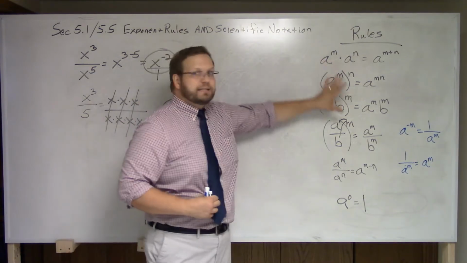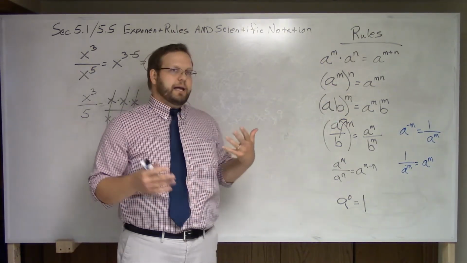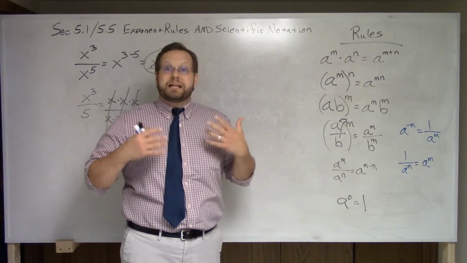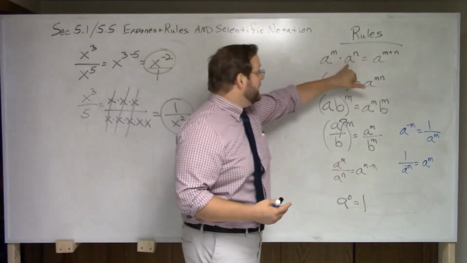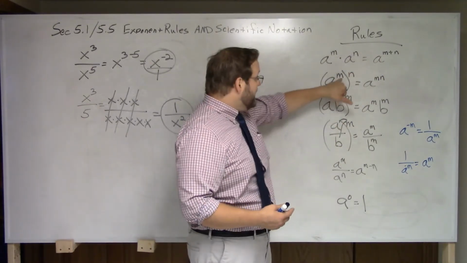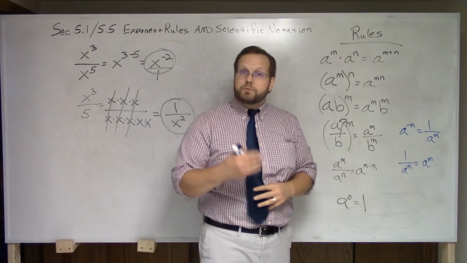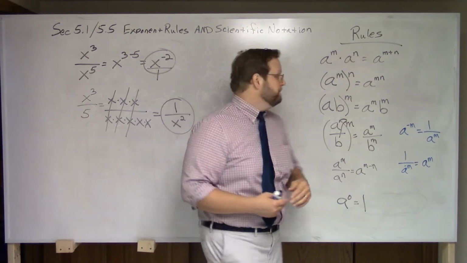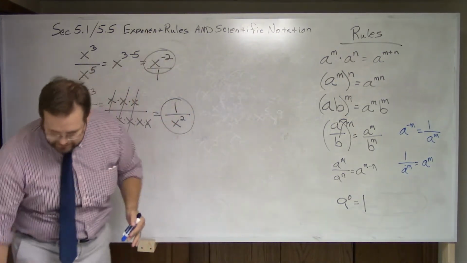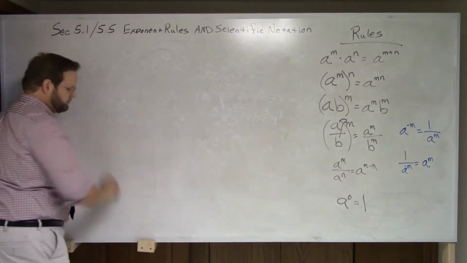Please don't look at this as just some mindless thing you need to memorize. A to the m times a to the n is a to the m plus n. Make sense of it. If I'm multiplying the same base, I add the exponents. If I have a power and then another power, I multiply those exponents. That's what I want you to get out of these rules. Now, let's pull all these together and look at more complicated scenarios.